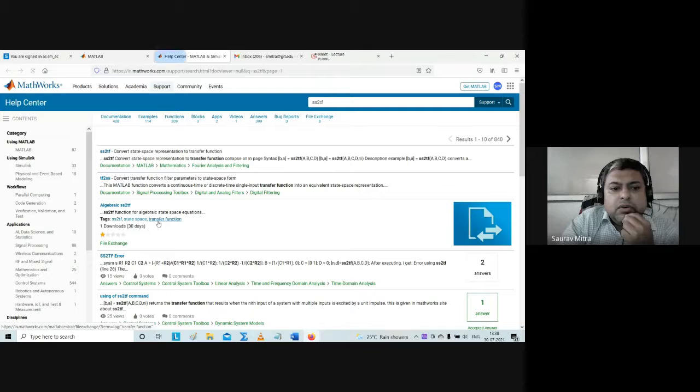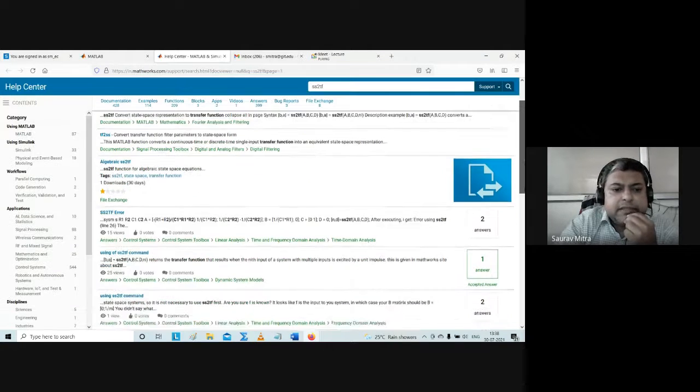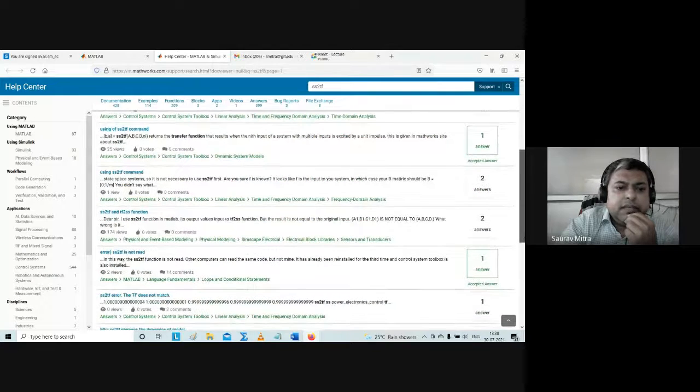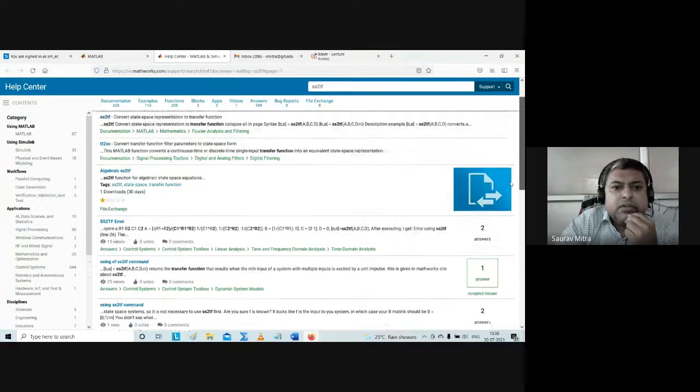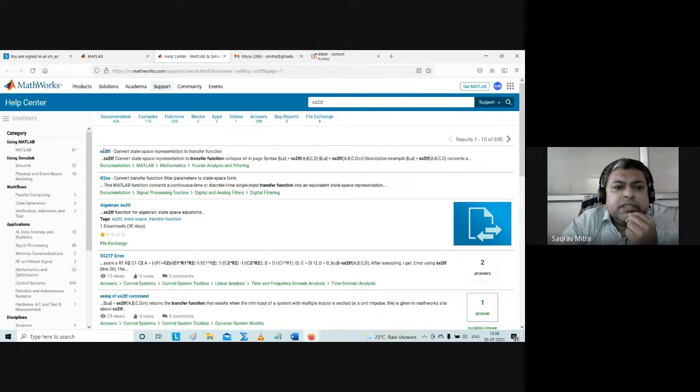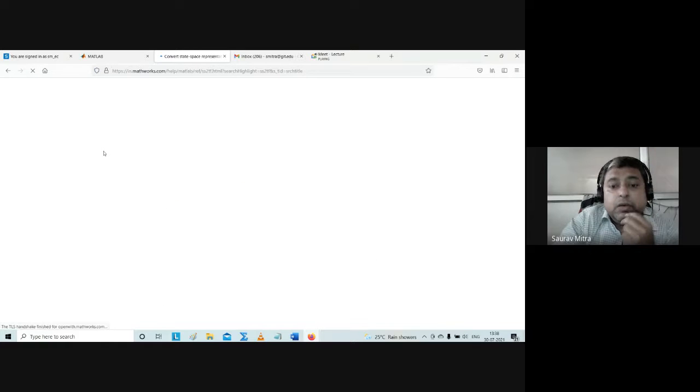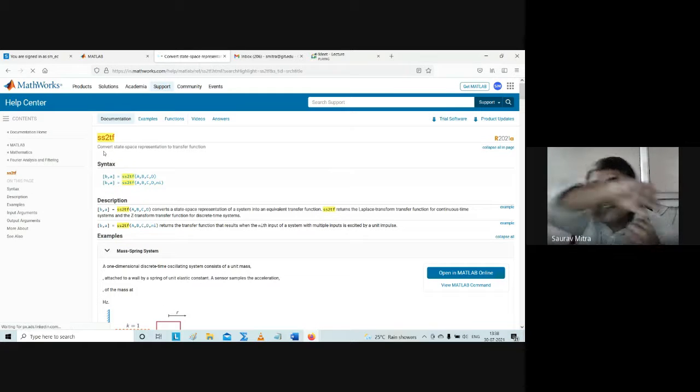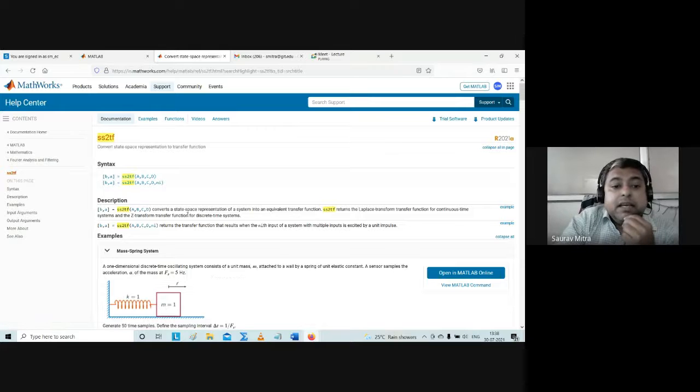Here all those things will be very clearly visible. ss to tf, all the state variable related commands, all those things you are finding here. So use ss2tf and tf2ss, all those functions are given. Click on this first, that is ss2tf. What is ss2tf? State variable is given, ABCD matrix is given, and we want to find the transfer function. This B and A, I think, are numerator and denominator. So let us just find out what it is.